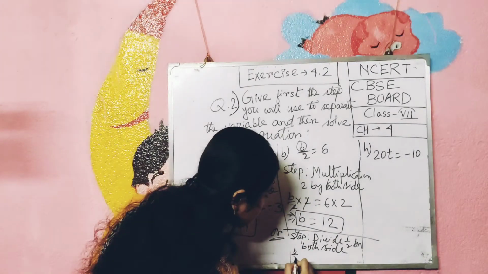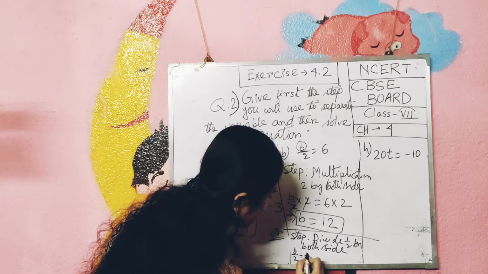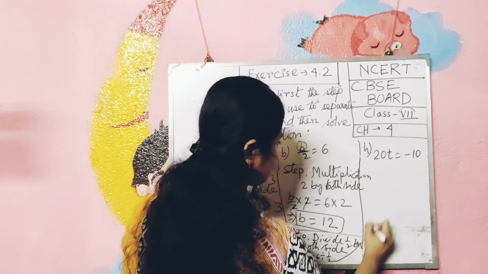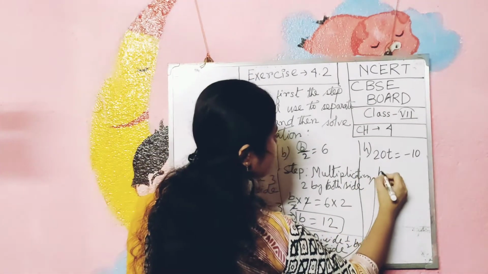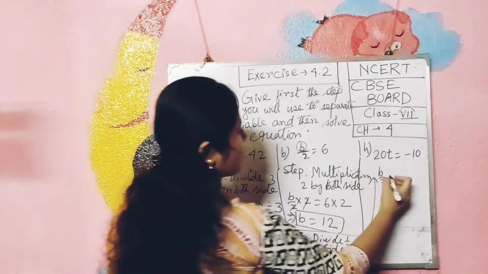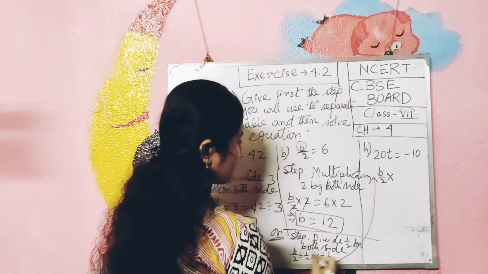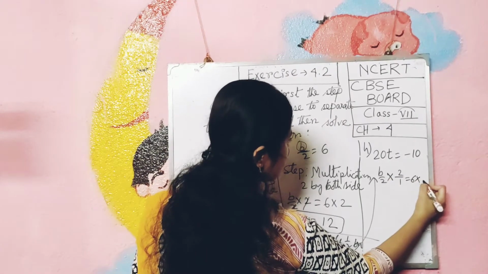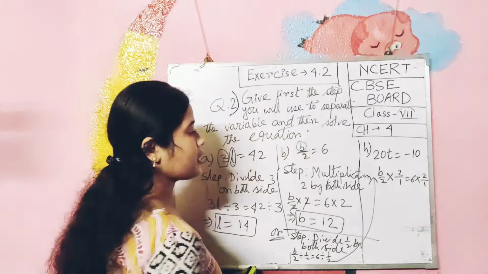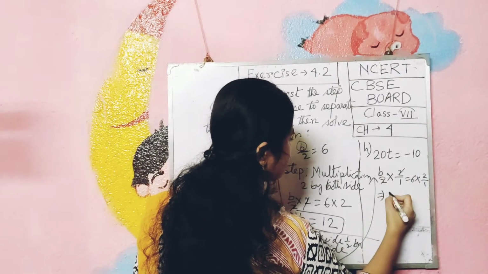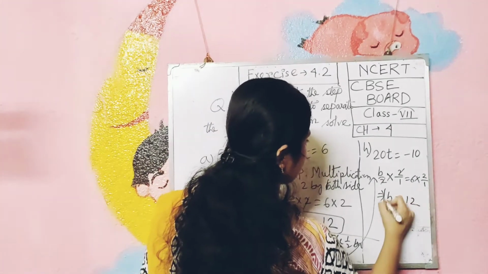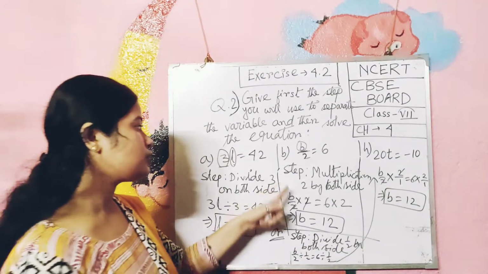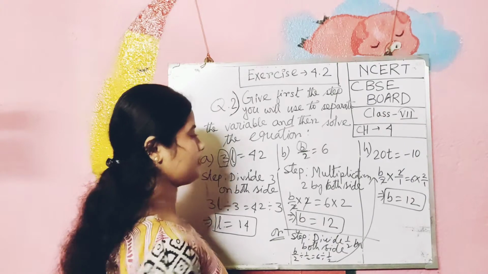So see here, b by 2 I will divide by half, and 6 divided by half also. The opposite of multiplication is division, and the reciprocal of half is 2 by 1, and here also 6 into the reciprocal 2 by 1. So 2 and 2 will be cancelled, and 6 2s are 12. In this process also my answer is b equals 12. So that is the process you have to follow to find the answer.